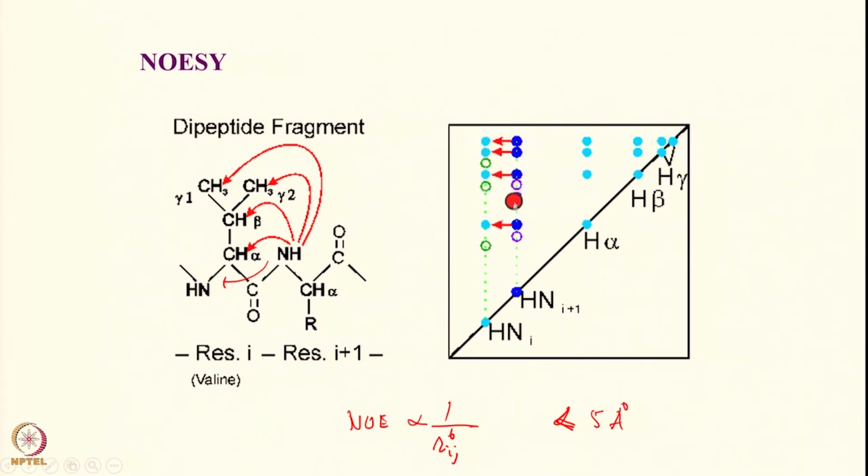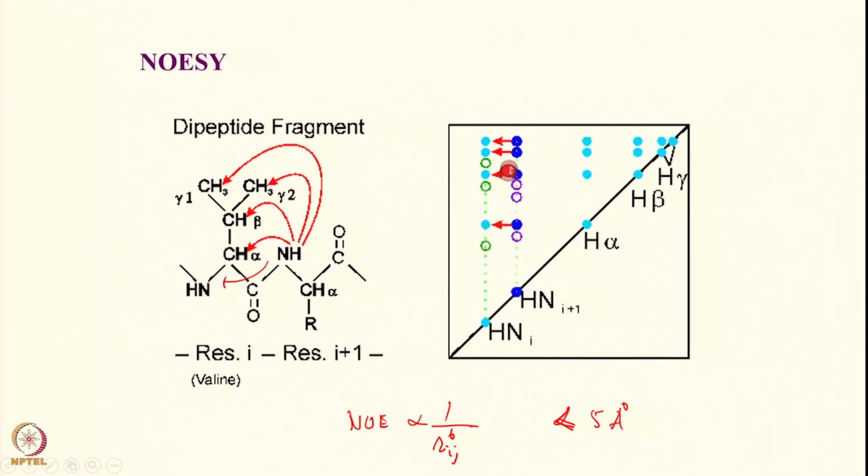Therefore you see you can start from the NH of I+1, you go to the alpha and then you come to the NH of I, then from this NH of I you go to the alpha of I minus 1, go horizontal, find out where its own self peak is present. Therefore you can walk along the polypeptide chain in this manner. You can do that using the alpha proton, or you can also do that using the beta protons.